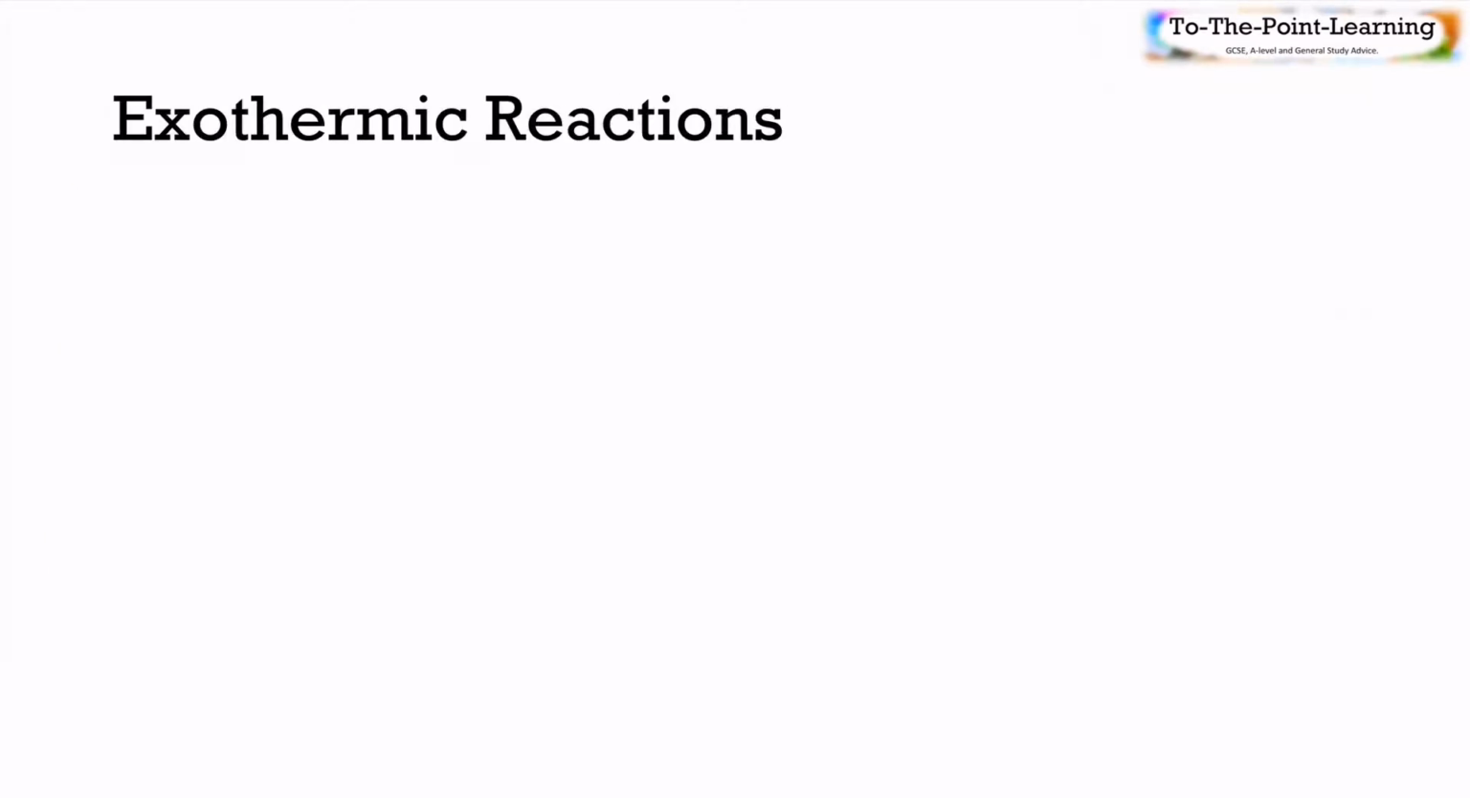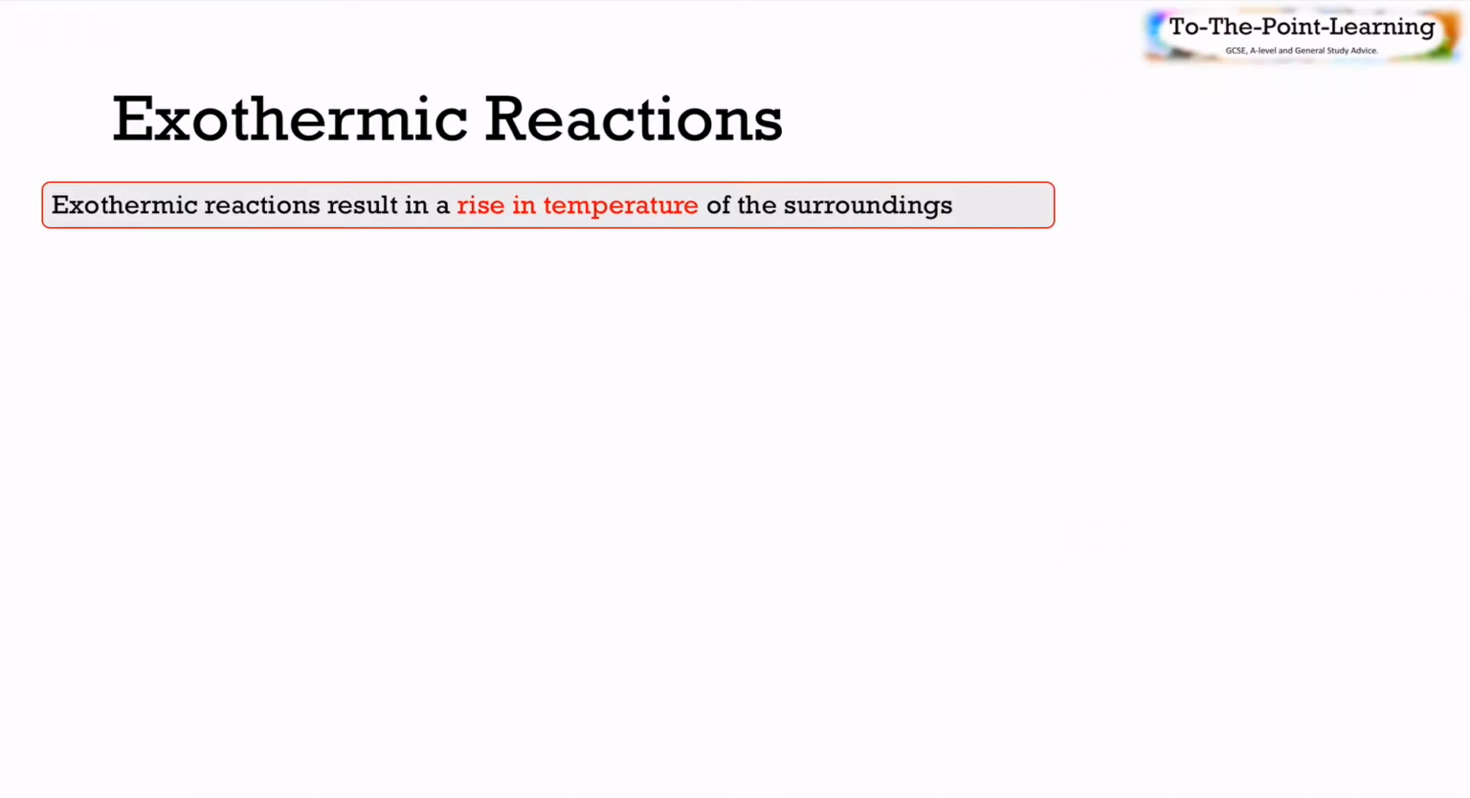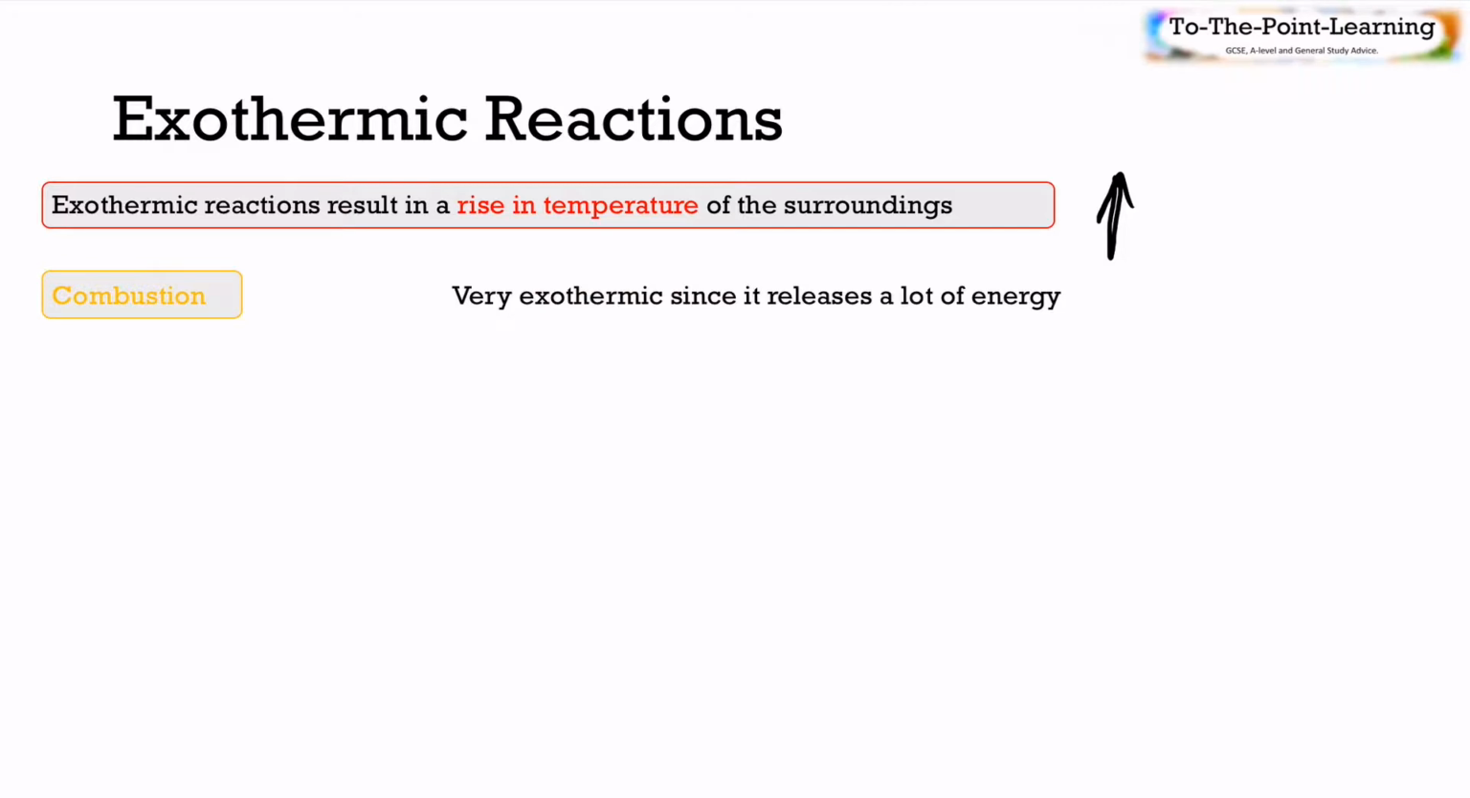So let's have a little bit more of a look at exothermic reactions. We know that an exothermic reaction will result in a rise in temperature of the surroundings because energy is being transferred from the reactants to the surroundings. Let's have a look at a few examples. One of the most obvious examples is combustion: the combustion of fuel, of wood, of anything. This is very exothermic since it releases a lot of energy.